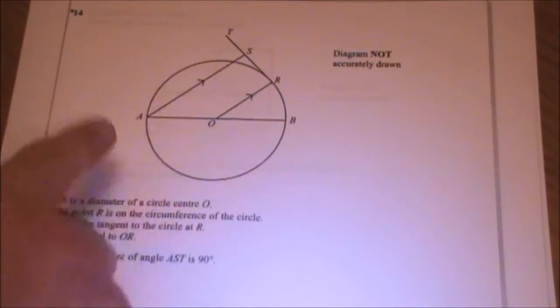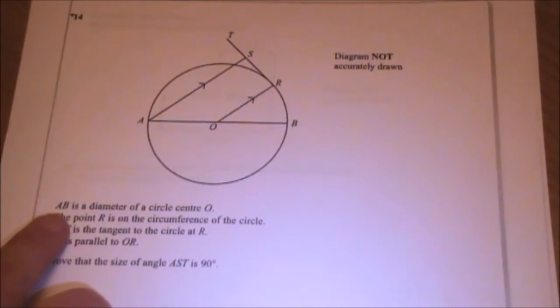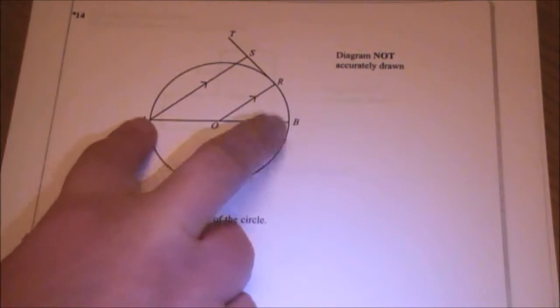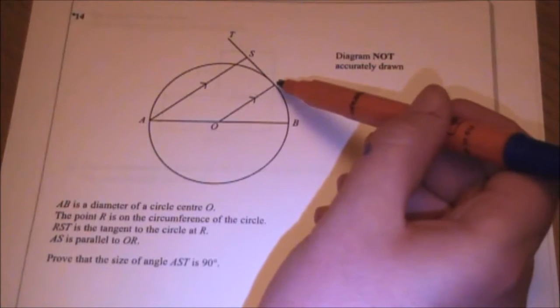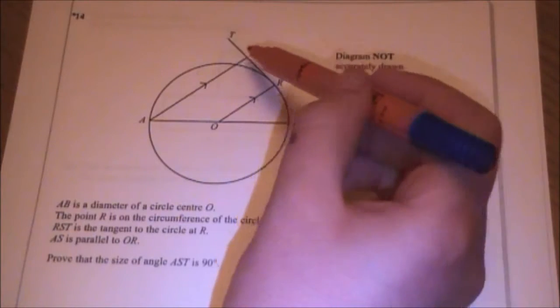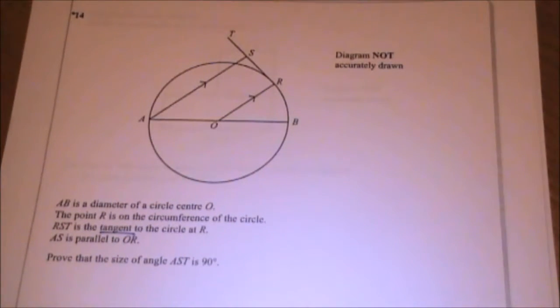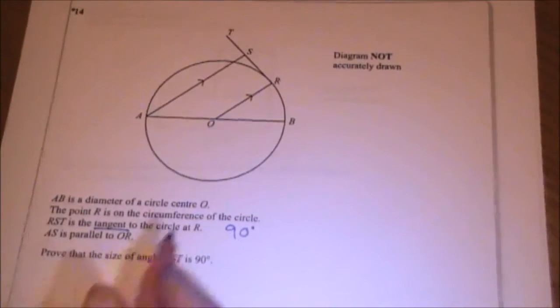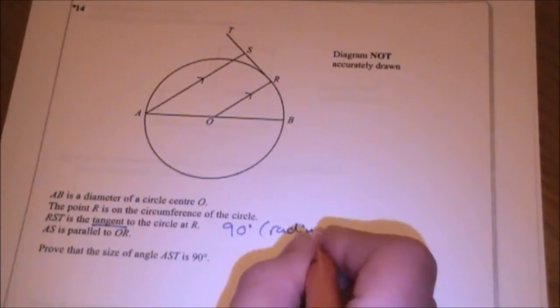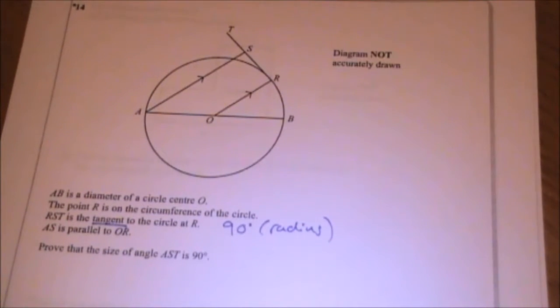So there's the diagram. AB is the diameter of a circle. That's AB. It's got a centre of O. The point R, so that's there. The point R is on the circumference of the circle. RST is the tangent. Alarm bells are ringing. Tangent. Whenever I see tangent, I think 90 degrees. And I think 90 degrees with the radius. Alright, that's your clue. So I'll keep reading for now.